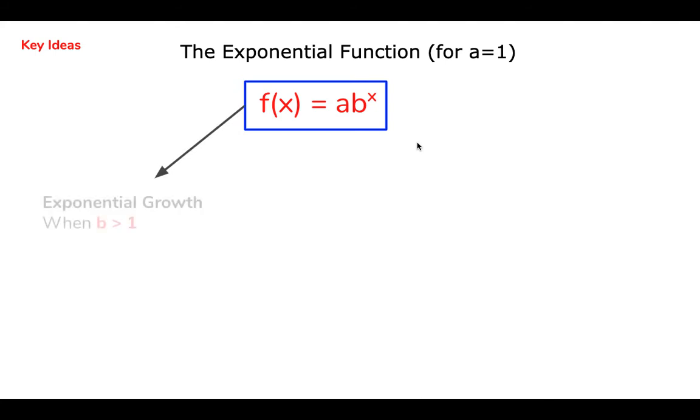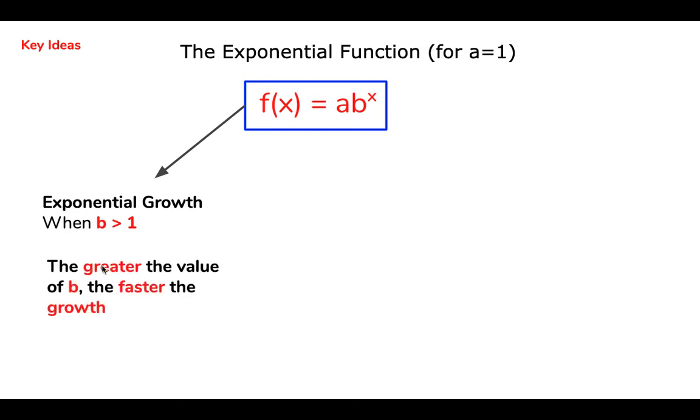So if b is greater than 1, we have exponential growth. It doesn't matter what a is. If there's a number here, anytime b is greater than 1, you're going to have exponential growth. Okay? And the greater the value of b, so the bigger the b, the faster it will grow.